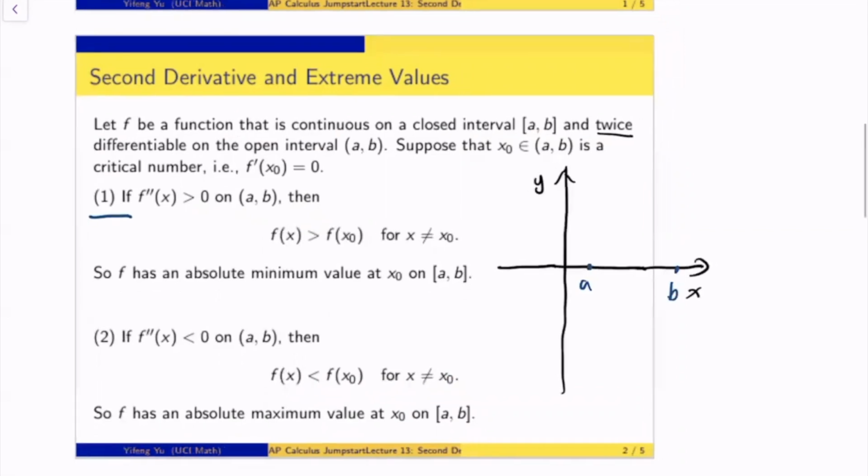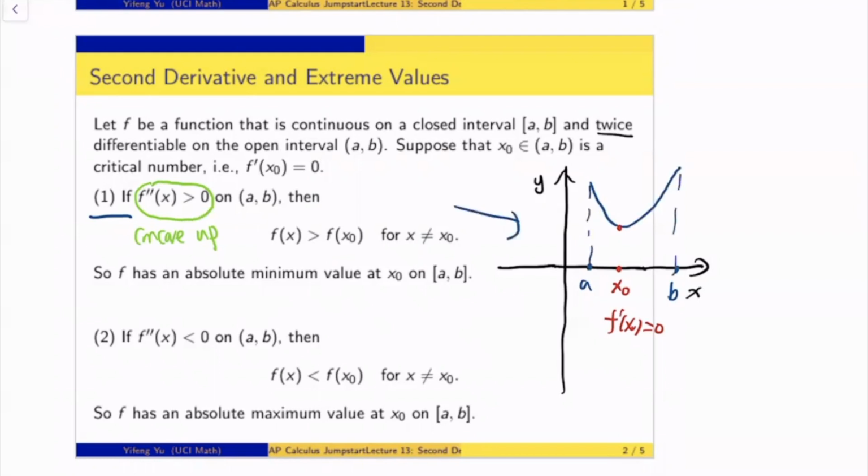It says if the function has a critical number at x0, that's where the derivative at the point equals 0, and the second derivative is positive, this implies the function is concave up, so the function has to be like this. This implies the function attains an absolute minimum at the point x0. In other words, f(x) is always greater than f(x0) whenever x is not x0.